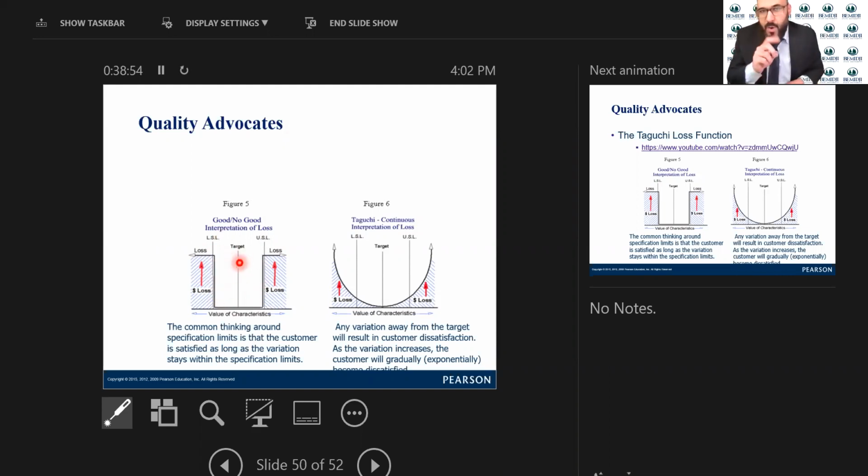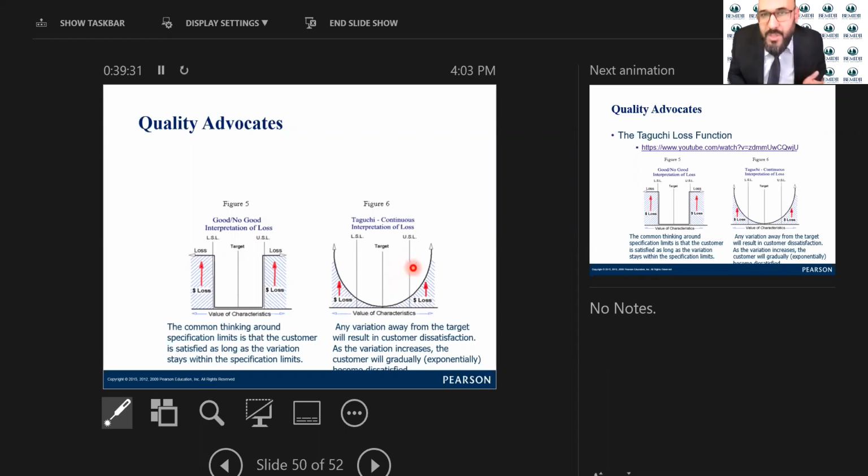However, here's the good point. This is what the loss function is. The philosophy of the loss function is saying the customer will be satisfied as long as you are close to the target. If you move away from the target, the customer will be unhappy and unsatisfied. And there is a level of dissatisfaction. So if you are close to the target, that would be slightly unsatisfied. If you are far away from the target, that would be an extremely unsatisfied customer.